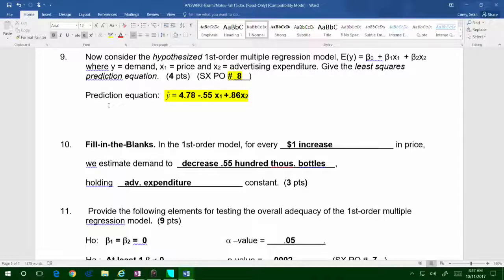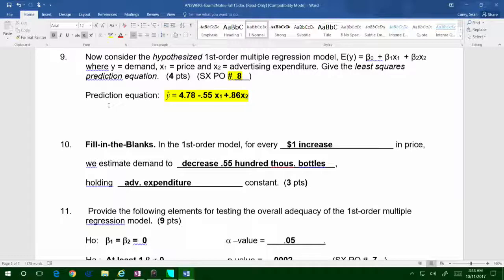In the first order model, for every blank in price, we estimate demand to blank holding blank constant. Ooh, what the heck is that asking us? For every something in price, we estimate demand. Okay, I'm putting it in the words of the problem. By using the words price and demand, I think to diagnose this, to figure this out, change it back to generic symbols. So price is what variable?